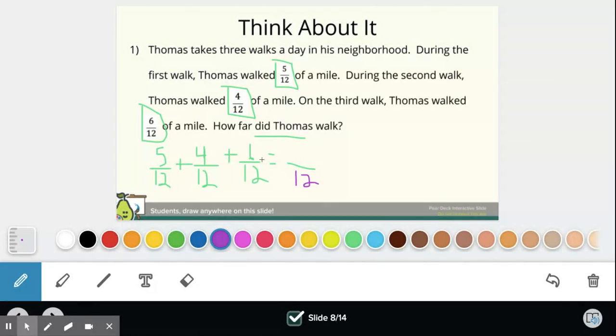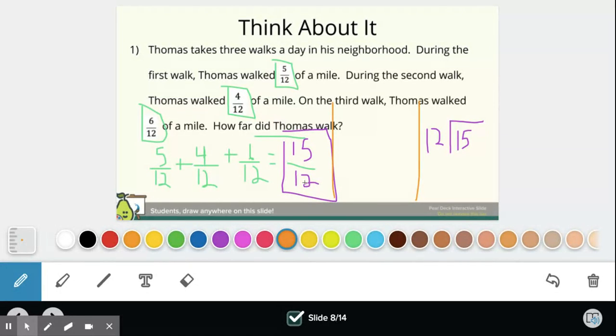5 plus 4 is 9, plus 6 is 15. Now, this is a fraction right now that we could see is greater than 1 because 15 is greater than 12. And it's going to be a lot more useful to turn this into a mixed number to explain how far Thomas walked. So I'm going to go ahead and set up the division right over here and divide this out to help us find out what is going to be the mixed number. And I'm just going to draw these lines here, and I'll be creating the mixed number right here.